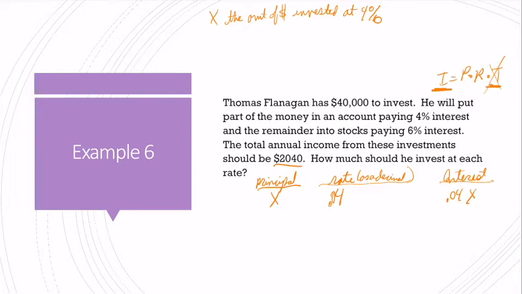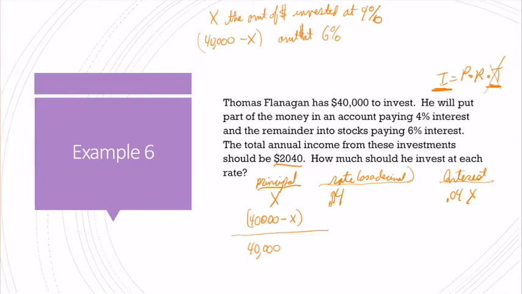Now, if I invested X at 4%, how much do I have left at 6%? Well, that's going to be 40,000 minus X. This is the amount of money at 6%. So I have 40,000 minus X. And if I add these together, I get back up to my 40,000. Next, that rate is 0.06. So I have 0.06 times 40,000 minus X.